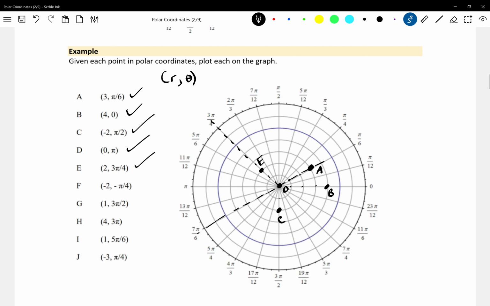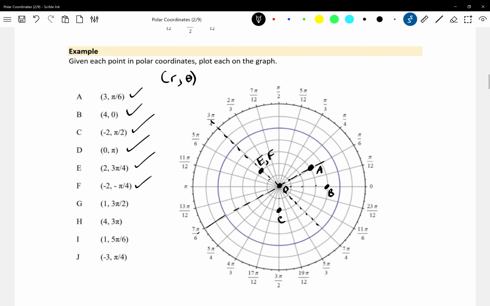F is negative 2 comma negative pi over 4. That's interesting. Negative pi over 4 really is this way, right? We go 45 degrees clockwise. But since I'm going negative 2, I'm going backwards. And notice that E and F are the same point. Interesting. We'll have to talk about that in a moment.